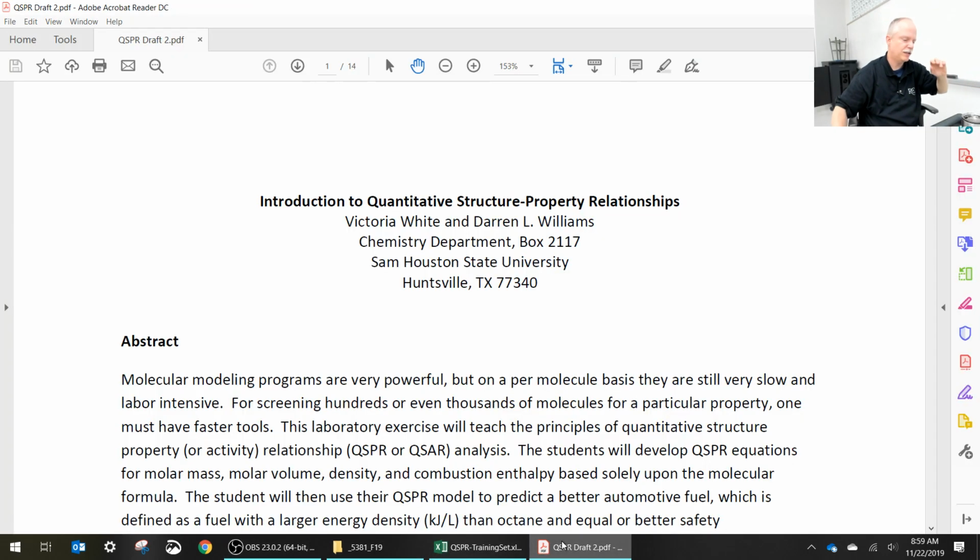And so instead of fancy PowerPoint, this is just a paper that Victoria White and I are working on. This is something that I've been teaching in PChem 2, thermodynamics, for a while. I just, on a lark, wanted to see if I could come up with a quantitative structure property relationship, which we'll discuss what that means, for molar volume.